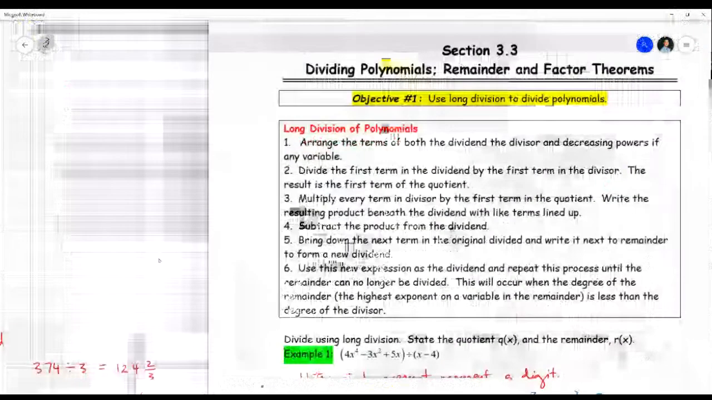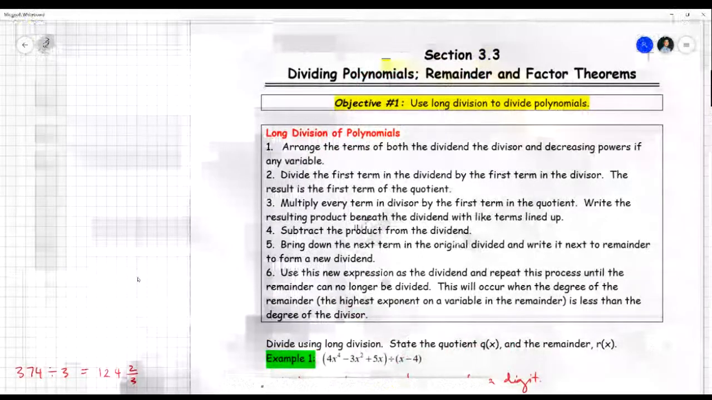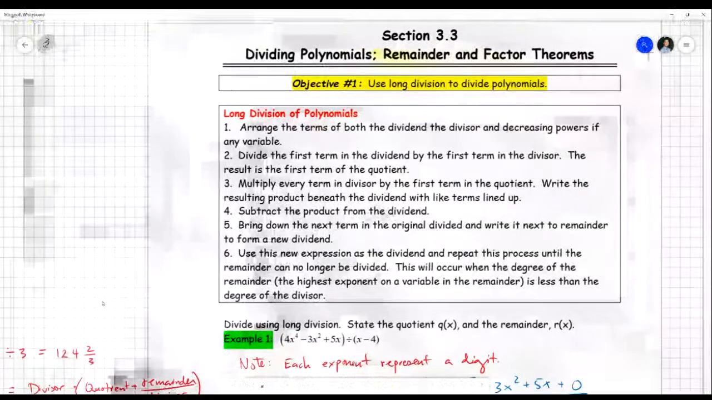Okay, so we're going to go over section 3.3, dividing polynomials, remainders, and factors theorem. So before we do dividing polynomials, let me go over how to do long division. So here we go. Let's start with 374 divided by 3.